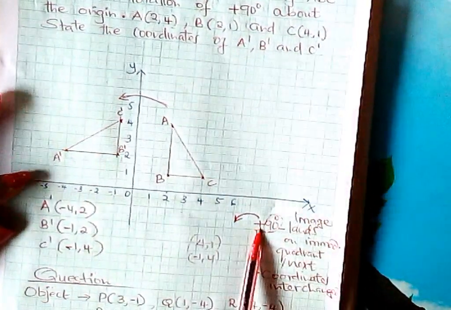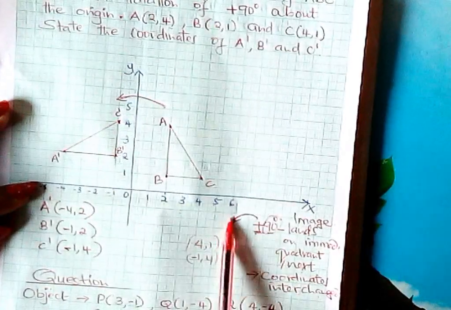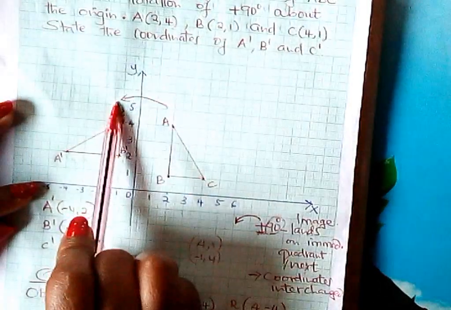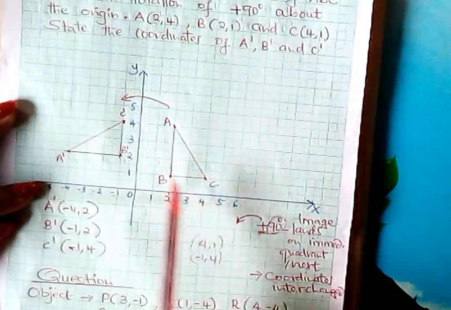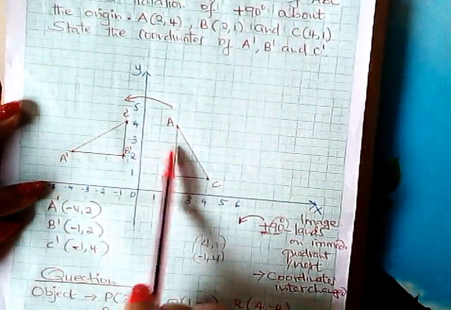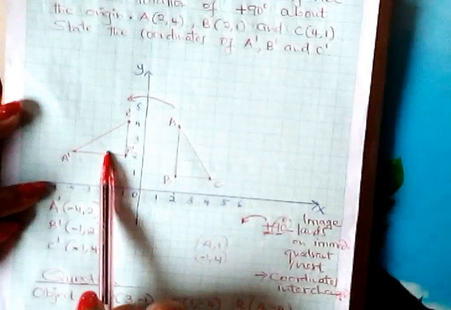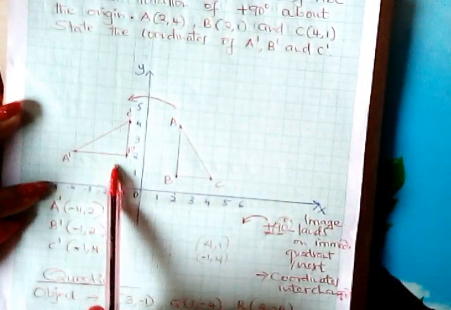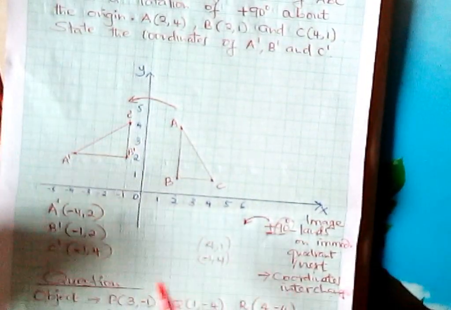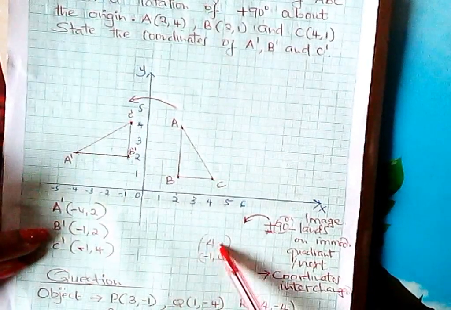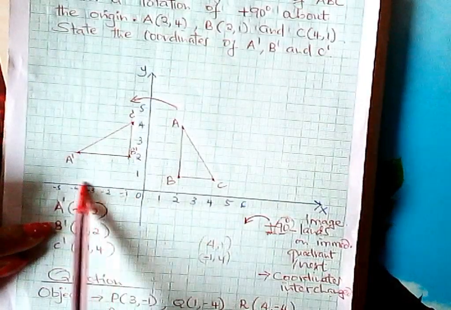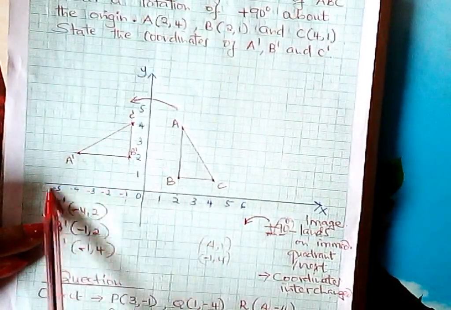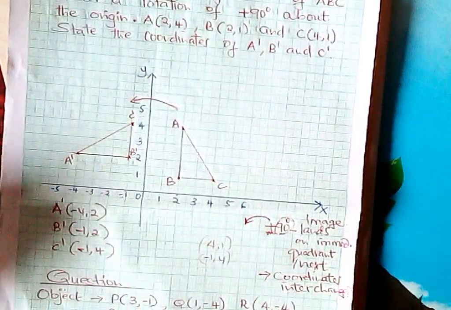So the first thing is to check on the sign, learner. If it is positive, it goes in the anti-clockwise direction. 90 degrees means the image will land on the next, the immediate quadrant. And finally, for you to get the coordinates, you just interchange the coordinates of the object, and then the sign depends on the axis. So you check on the axis.